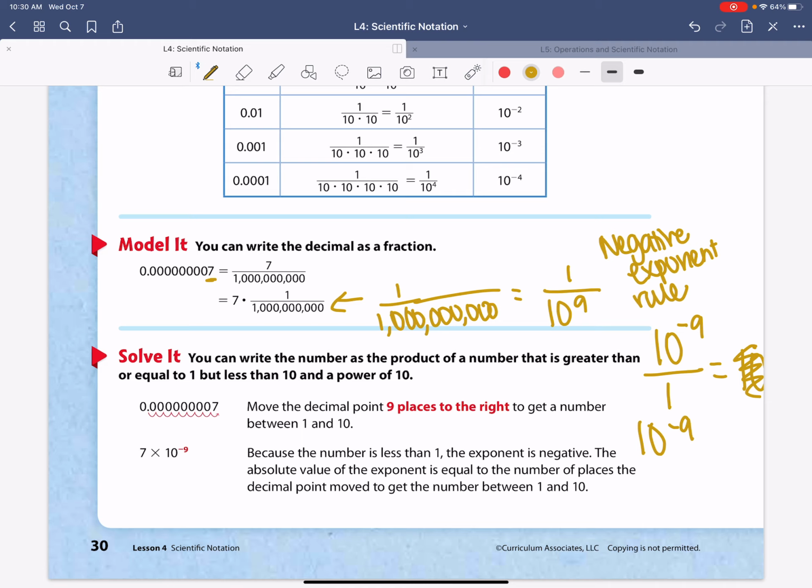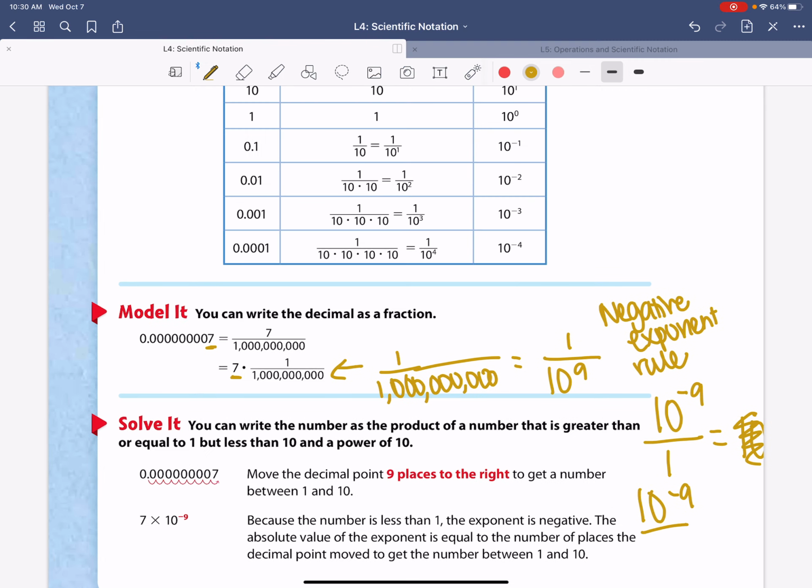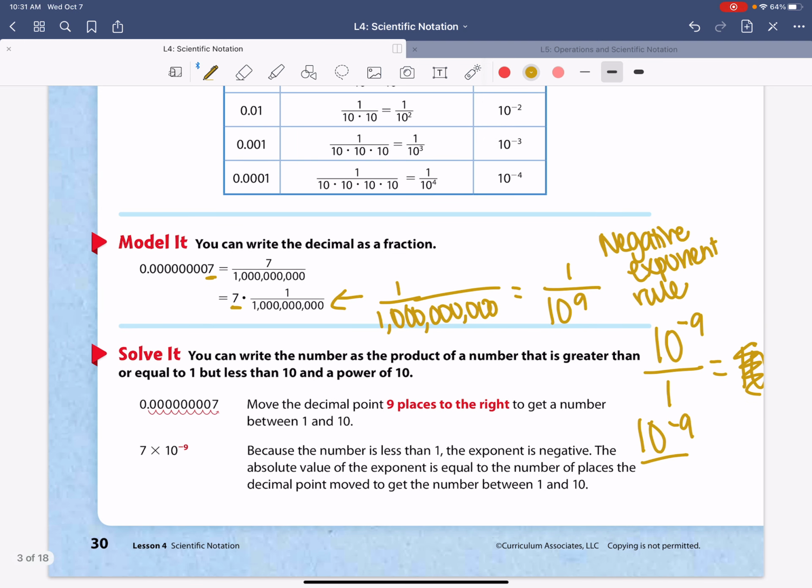The next way you could do it is you can write the number as a product of a number that's greater than or equal to 1 but less than 10 and a power of 10. So now that you know that you have 7 times 10 to the negative 9th, you just put them together: 7 times 10 to the negative 9. So move the decimal point 9 places to the right to get a number between 1 and 10. And that's what we did.